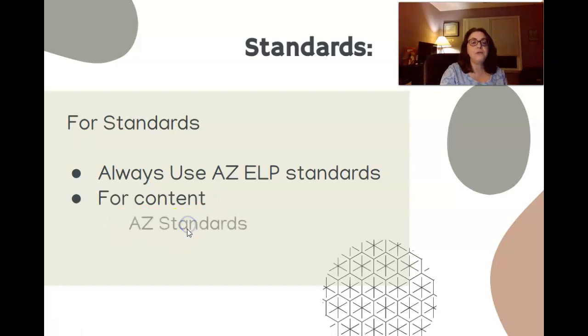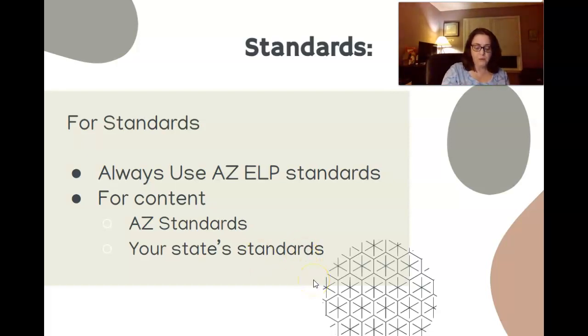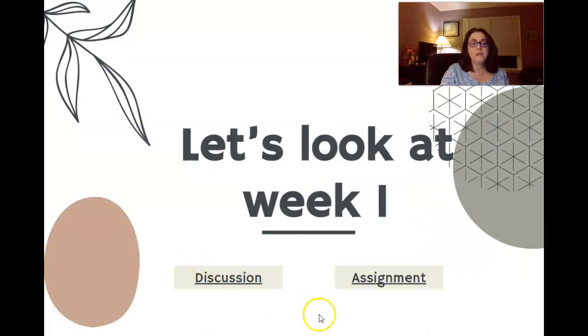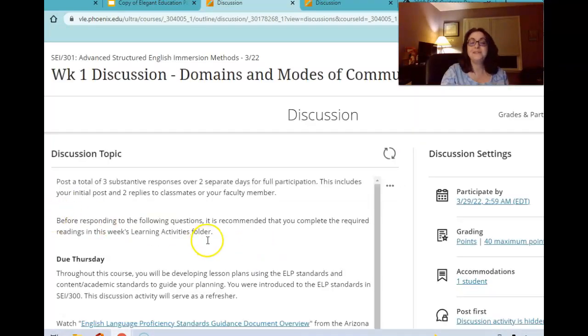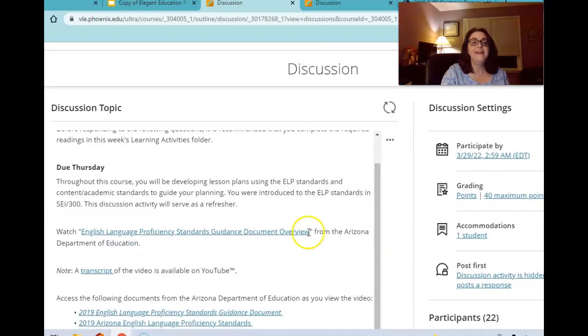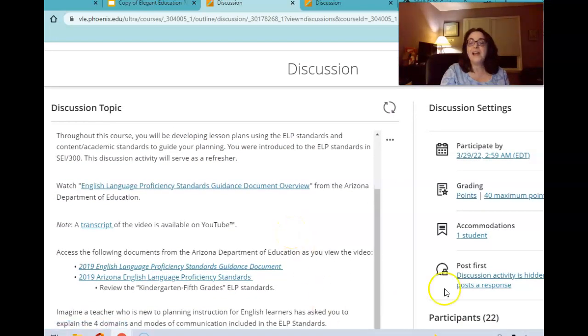Okay, for content, you can either use the Arizona standards for language arts, social studies, science, or math, or you can use your state standards as long as you just put the standard in there so I know what you're teaching. Okay, so for our week 1 assignments and discussions, the discussion question this week has to do with standards.